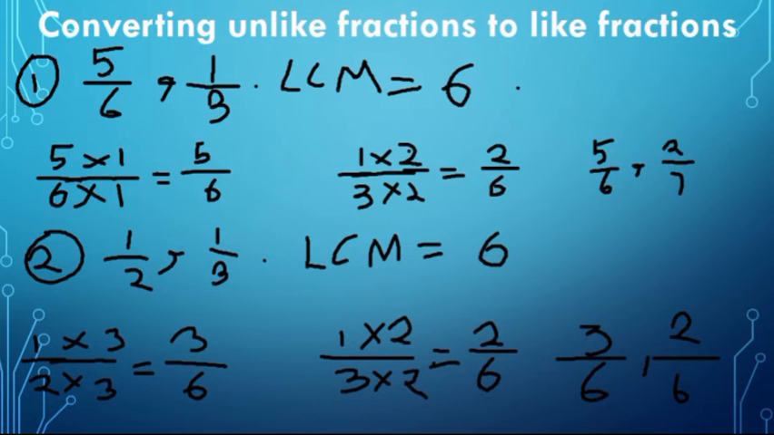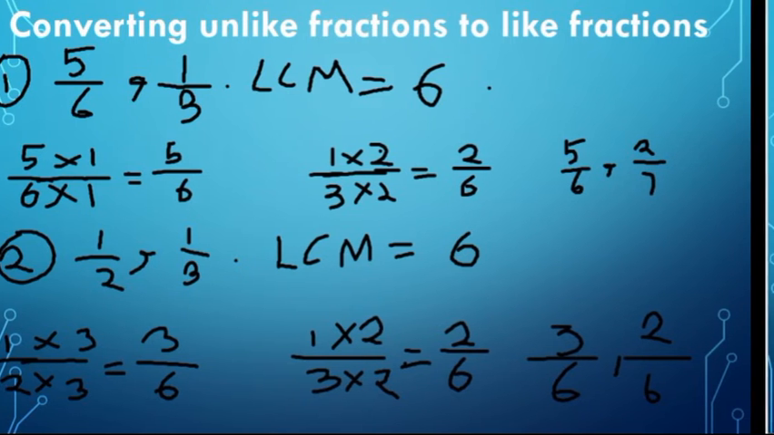Now 1 by 2 and 1 by 3. What is the LCM? LCM is 6. So 1 by 2 into 3 by 3 is 3 by 6. And 1 by 3 into 2 by 2 is 2 by 6. So as you can see, the result is 3 by 6 and 2 by 6. I hope you have understood this.